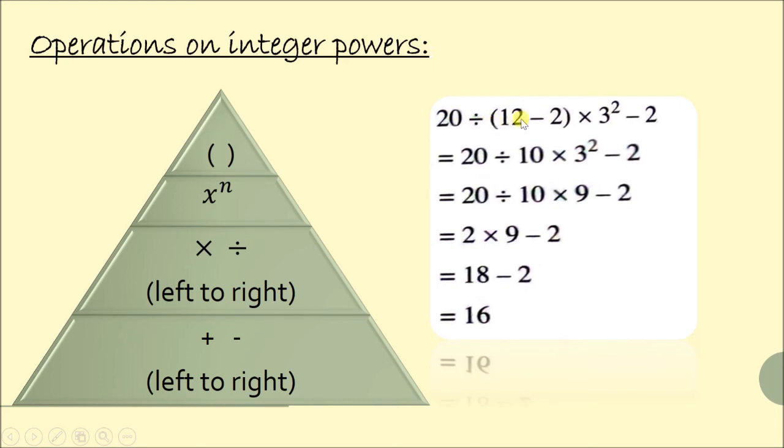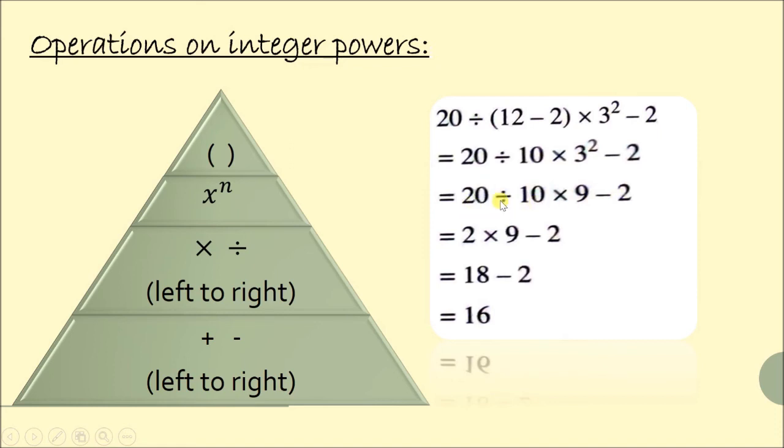I have here 20 divided by parentheses 12 minus 2 times 3 to the power 2 minus 2. Here I will start with the parentheses because it's at the top. So 20 divided by 12 minus 2, which is 10, times 3 to the power 2 minus 2. The second step will be the power, so 20 divided by 10 times 3 to the power 2, which is 9, minus 2.